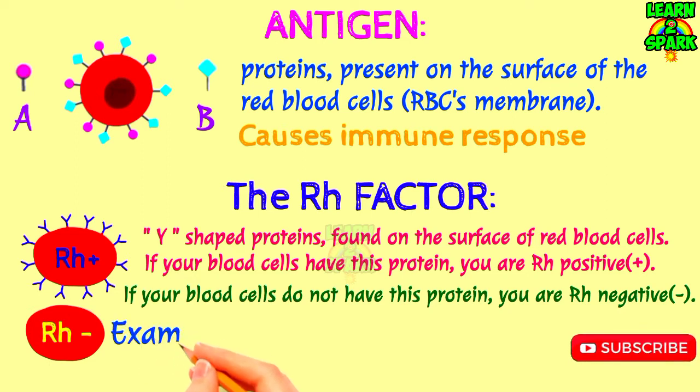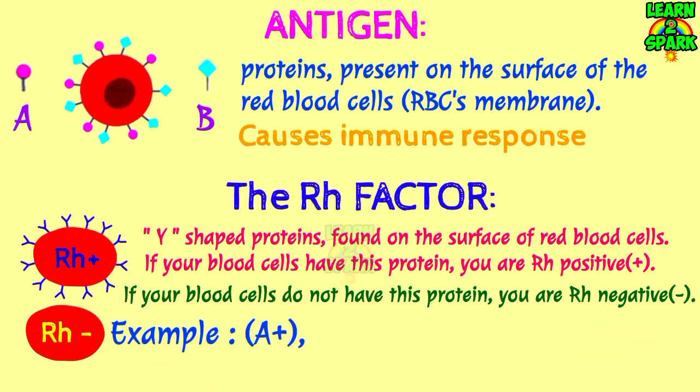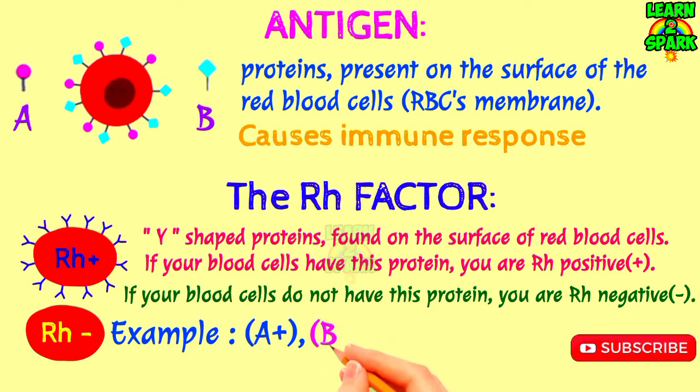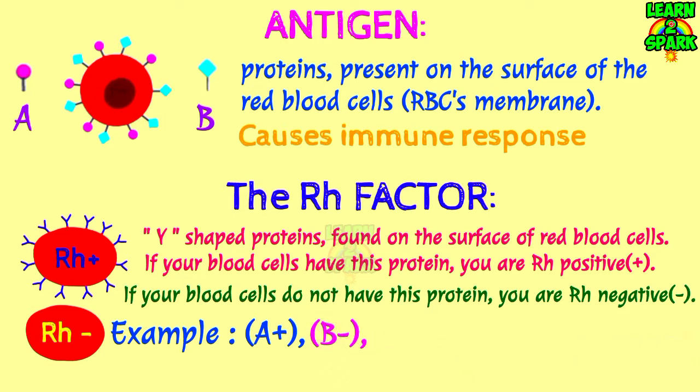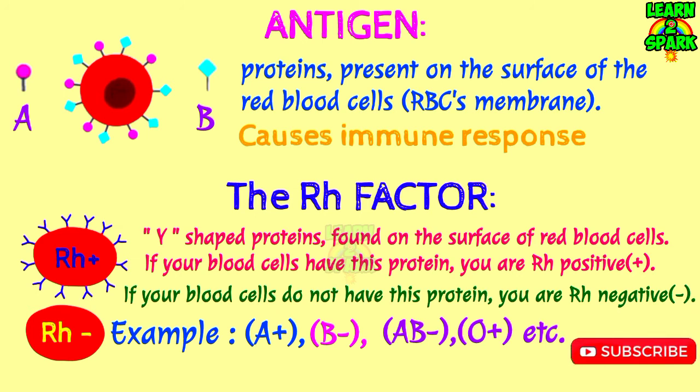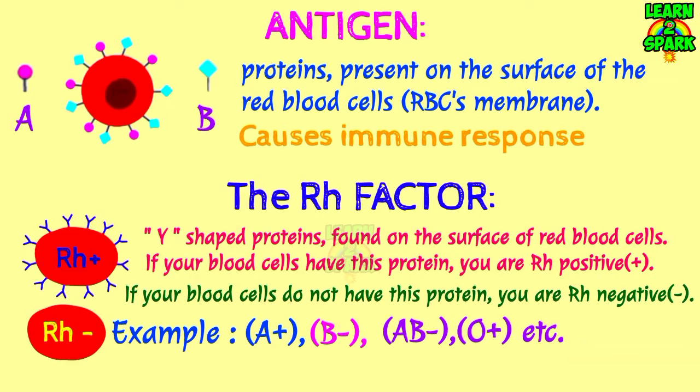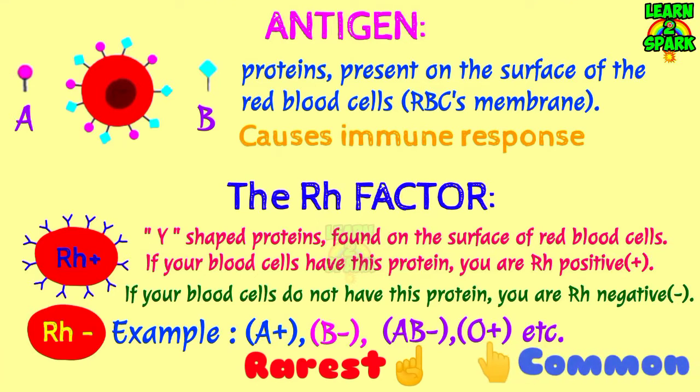Let's see some examples of different blood groups. If your blood contains antigen A along with the rhesus factor, you are A positive. Like that, if you have B antigen with no rhesus factor, you are B negative. Similarly, AB negative contains both the antigens but no rhesus, and O positive has no antigen with the Rh factor. AB negative is the rarest and O positive is the most common blood group for human beings.